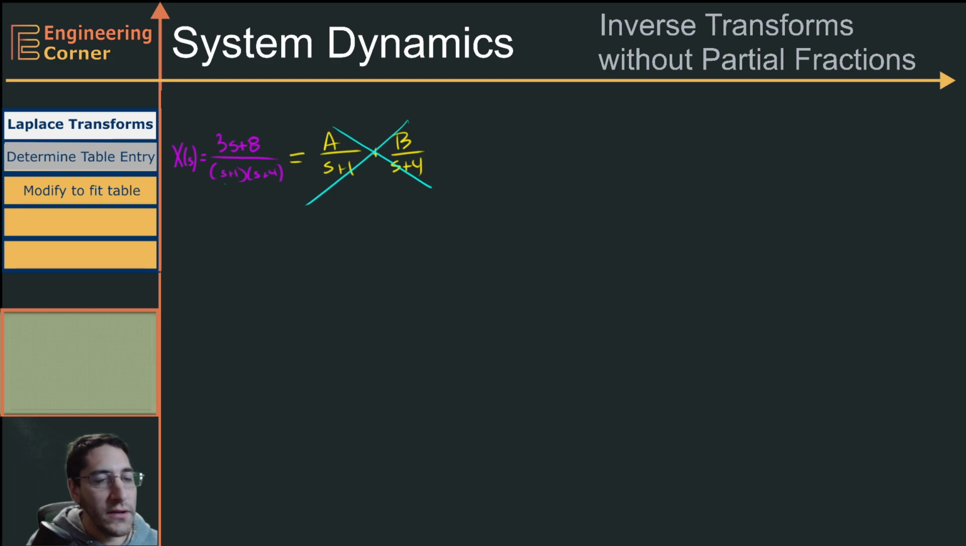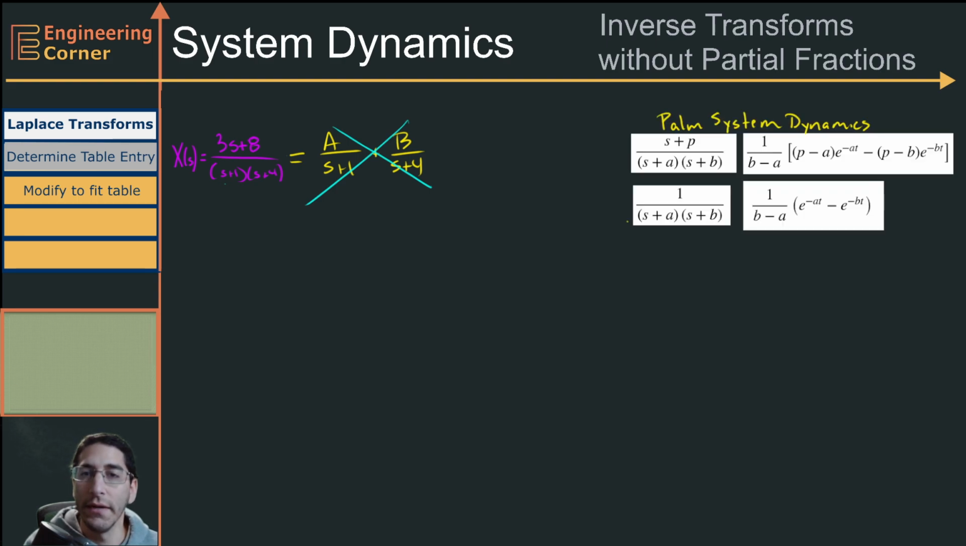Instead, I'm going to be directly using my Laplace transform tables. Now, this is going to really depend on how many entries you have in your Laplace transform tables. In my case, I'm using the tables from Palm's System Dynamics book, and it has about 35 entries in it. So these are the two entries that really, when I was looking at this, stuck out in my mind as ones I could potentially use. And this is what you need to go through.